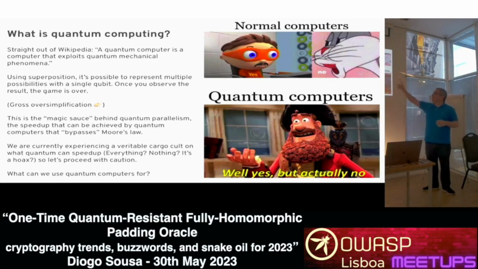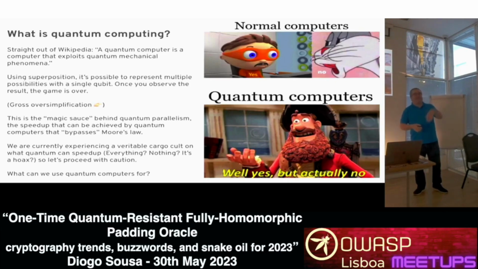So basically, straight out of Wikipedia, a quantum computer is a computer that exploits quantum mechanical phenomena. You have probably seen the descriptions of a qubit, or Schrödinger's cat experiment. The cat is alive, the cat is dead, until you actually observe the result to lock the state. Here it's more or less the same thing. There's a superposition. It's possible to represent multiple possibilities with a single qubit. Once you observe the good result, the game is over, but until then, the ball keeps rolling.